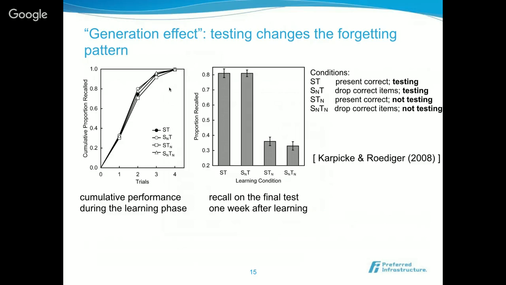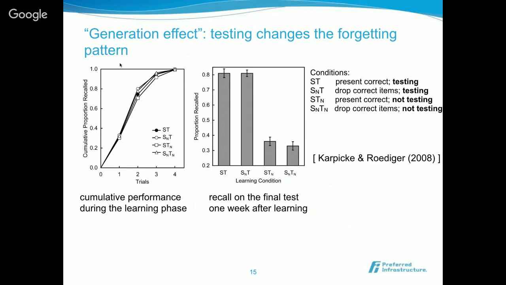In this experiment, 4 groups of students were required to study language pairs. And the experiment was conducted over 2 days. On the first day was the learning phase, and 1 week later was a testing phase to see how much the students remembered. What is important for us is that the first 2 groups of students during their learning phase were tested. So they were not only shown the language pairs, but they were required to produce a correct answer. The second 2 groups were not tested.